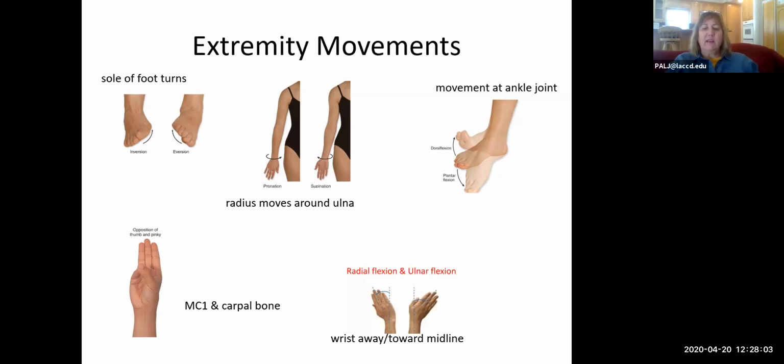And the next one is where the wrist moves away or towards the midline. A lot of people still call this wrist adduction and wrist abduction, but some people will also call this ulnar flexion and radial flexion. I put them in red there because I will take either term, although personally I much prefer adduction and abduction. And also don't forget you can abduct and adduct your digits as well.